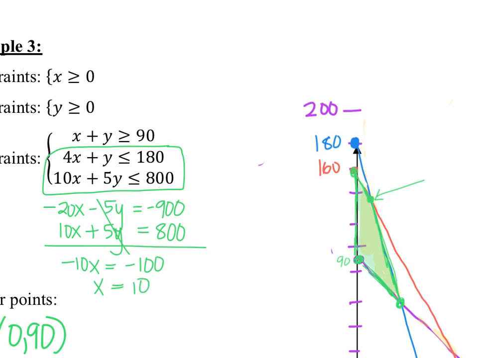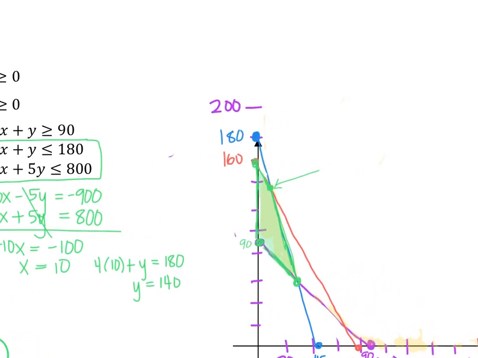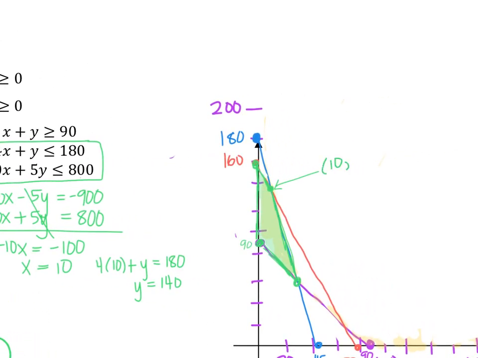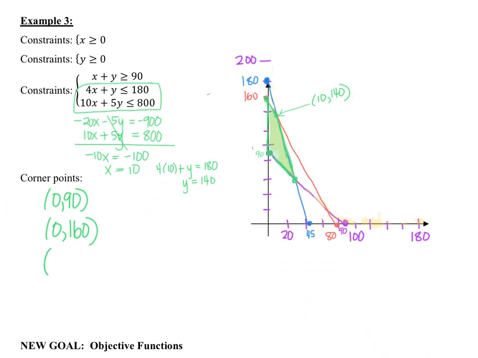I can plug that back into the top equation, the 4x equation. So 4x plus 10 equals 180. Oops. Plug it in for x, not for y. 4 times 10 plus y equals 180. So subtract 40 from both sides, so y is 140. All right, so this intersection point had x of 10, y of 140. Okay, so I'll add that to my list of corner points.